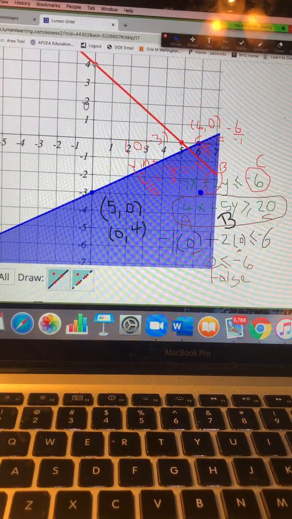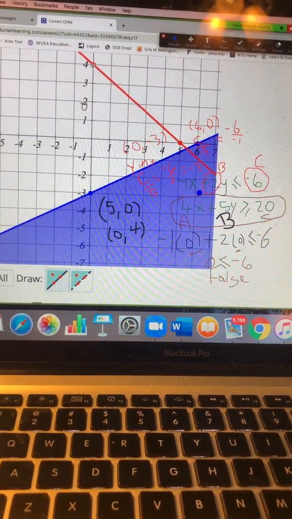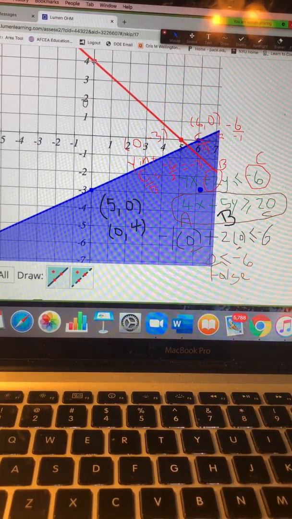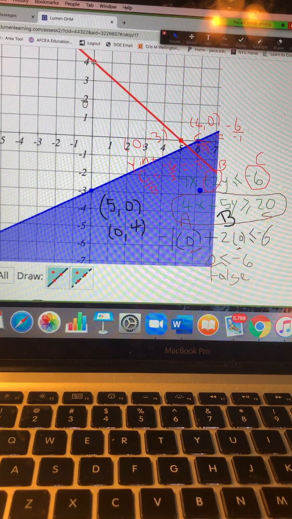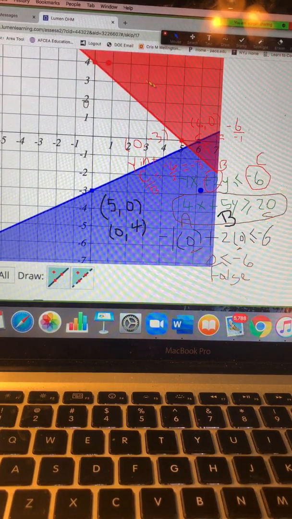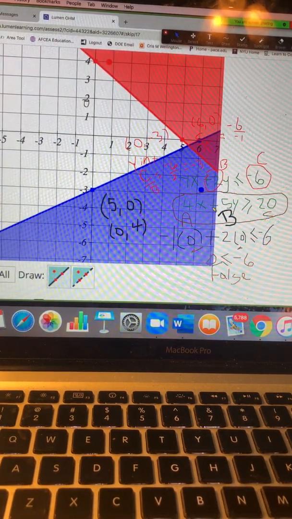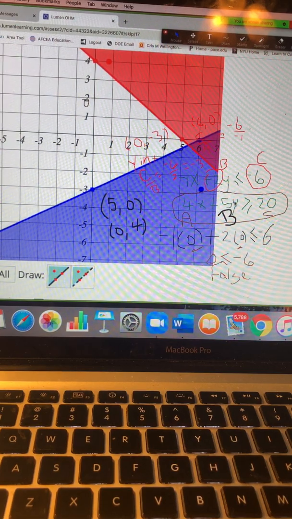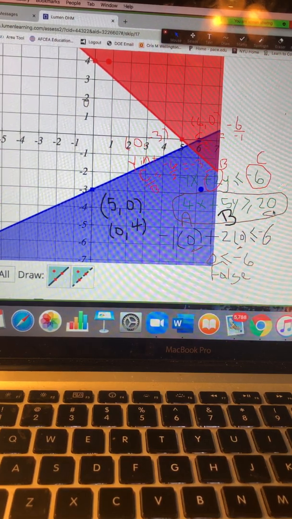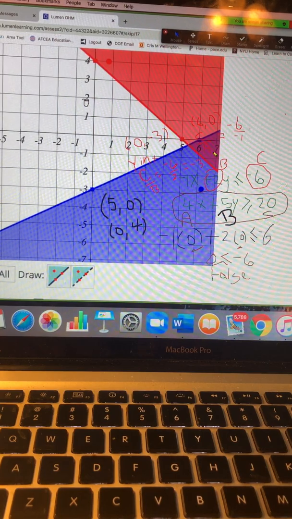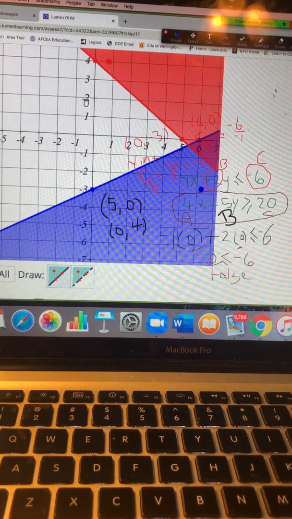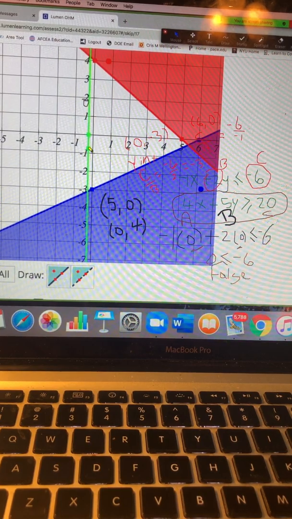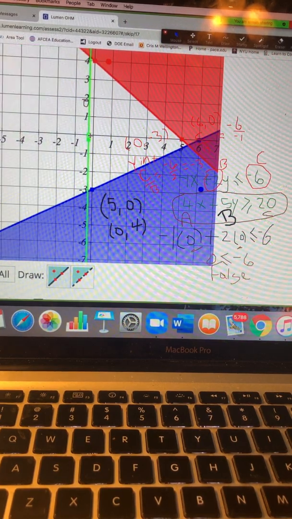If I take 0 and put it in here, 4 times 0 plus 5 times 0, is that greater than or equal to 20? And ladies and gentlemen, the answer is no. That cannot be greater than or equal to 20. So that means the origin is not in the region.